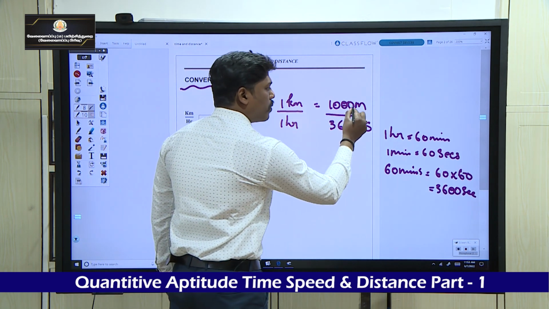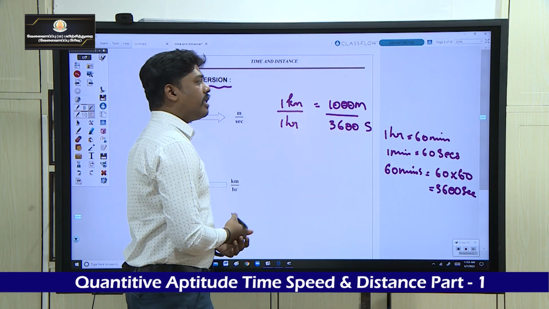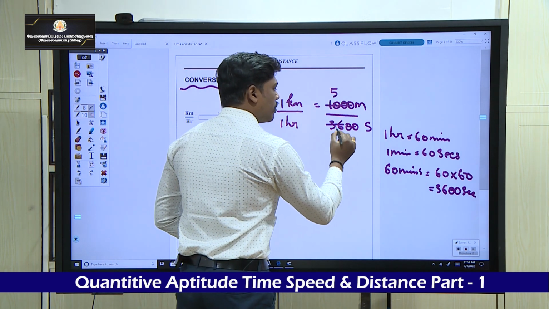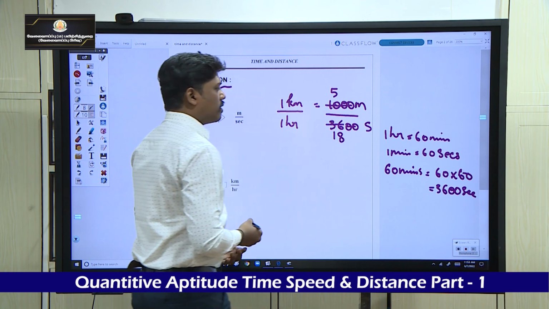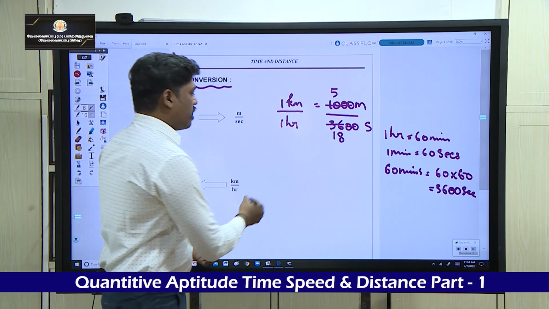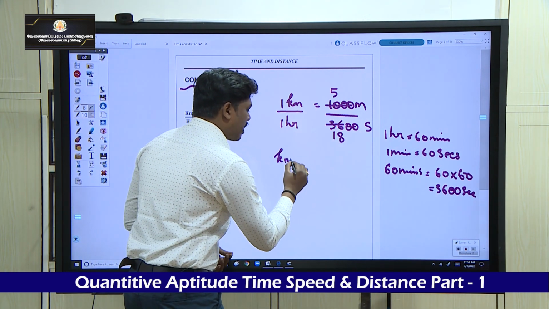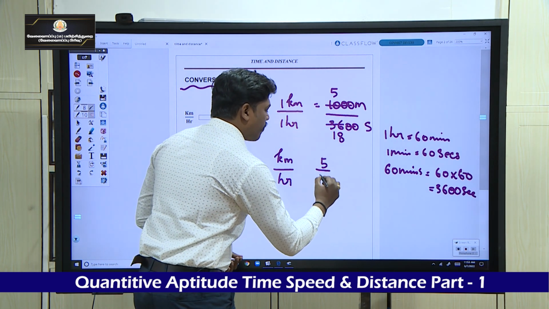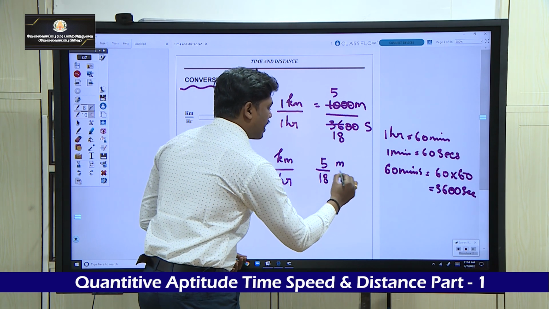Now strike out 2 zeros here and divide by 2 table. While converting, what am I getting? Kilometer per hour, when converted, is 5 by 18 of meter per second.